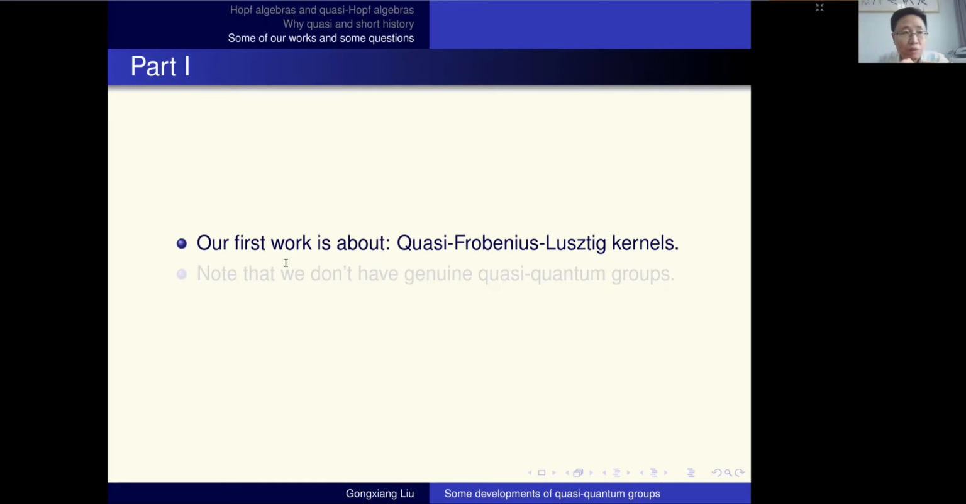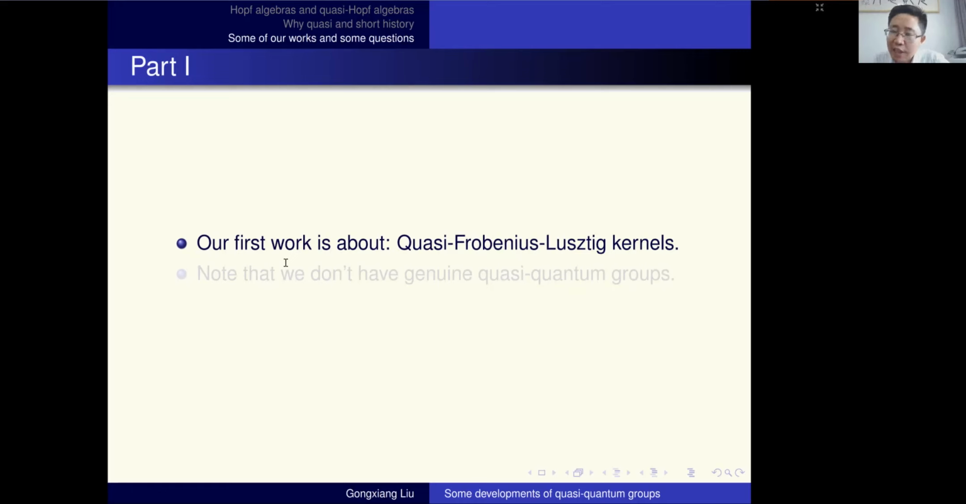But as I told you, we have no such quasi-analog for the quantum group, because Drinfeld himself proved that the quasi-quantum group he constructs is equivalent to the usual quantum group. I think that is more or less the reason why we spent so much time to find the quasi-Frobenius kernel.